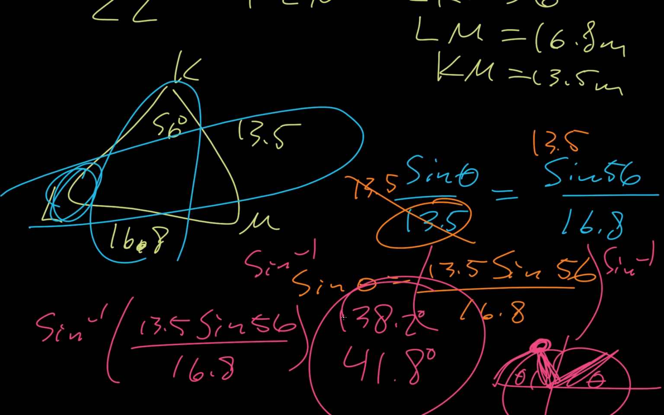Okay, so just keep that in mind that in some cases we get two answers. If it's obtuse, we have to do the 180 minus the value we get. If it's acute, then it's the value that our calculator gave us.